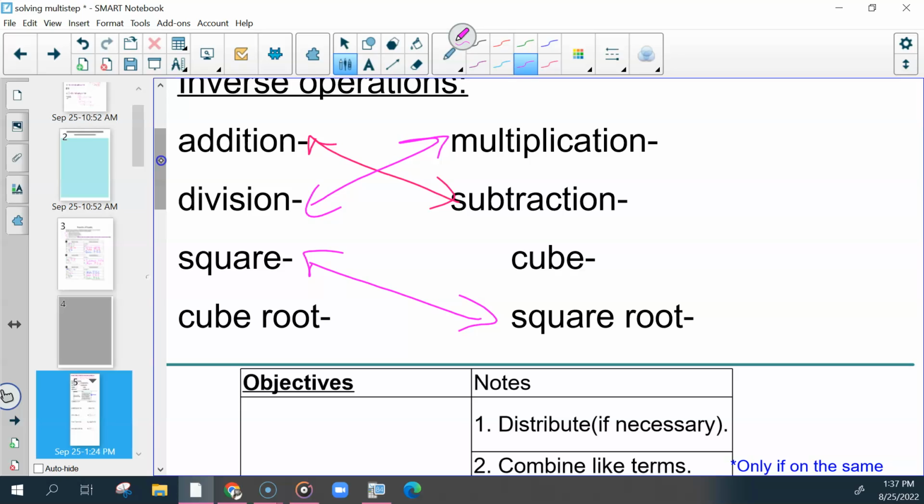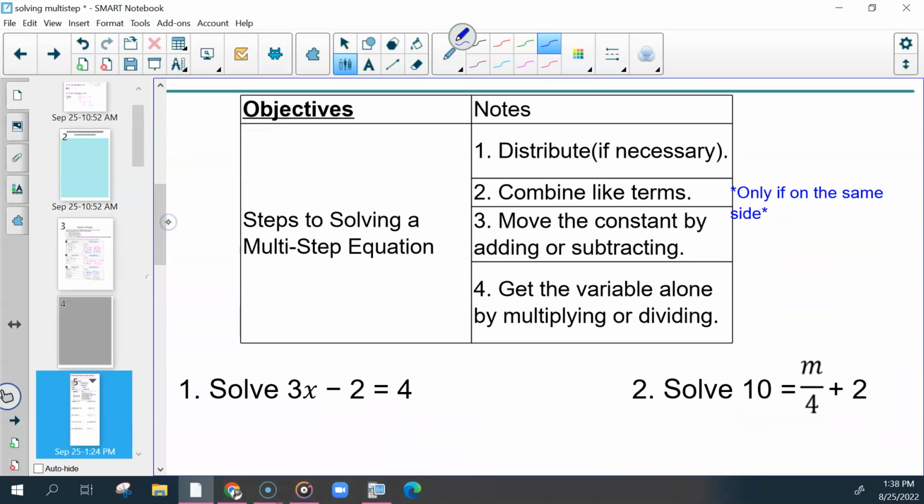And then cube and cube root are also opposites, or inverse operations. If we took like 2 to the third power, so that's 2 times 2 times 2, then that would give us 8. If we took the cube root of 8, that would be what times itself 3 times would give us 8. It would be 2. So they undo each other. So as we're solving, we need to keep those inverse operations in mind.